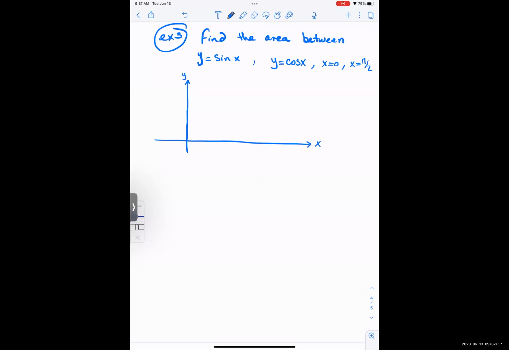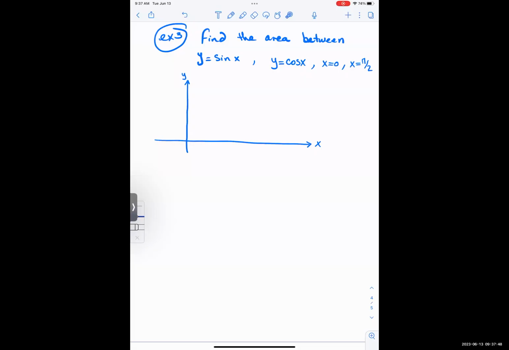So I want you to graph. When I say find the area between all of these, it means graph y equals sine x, but only between 0 to pi over 2, because anything beyond that would not be what you're considering. You're going from 0 to pi over 2. So it makes sense that you graph sine between 0 to pi over 2, cosine between 0 to pi over 2.